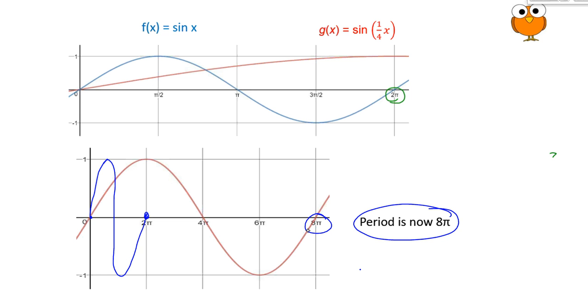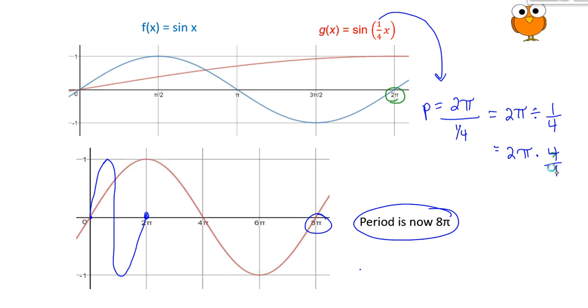This period is actually 8 pi. The calculation's the same though. It's still the same formula, this idea of 2 pi divided by that number. Now I don't like fractions inside of fractions. So anytime I'm dividing and there's fractions involved, I always change it to horizontal. So it becomes 2 pi times the reciprocal, multiply that straight across, and that's where the 8 pi comes from.